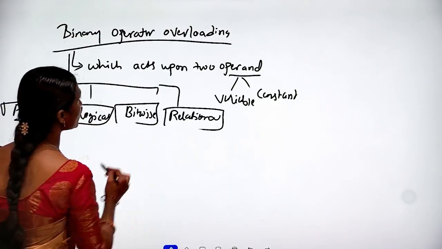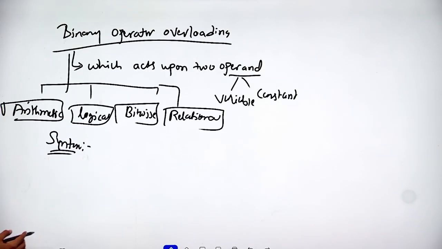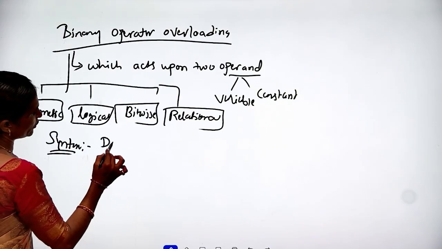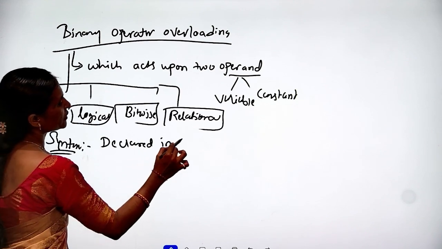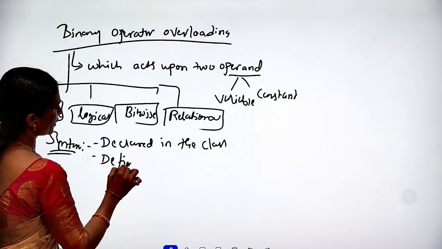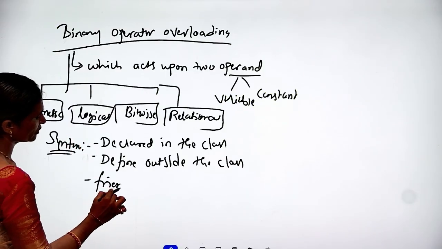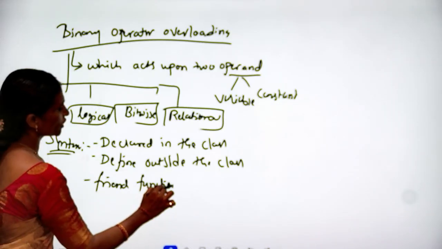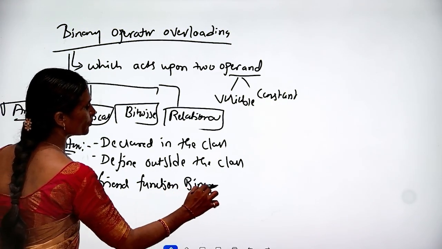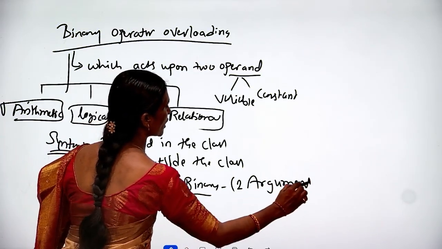As we are working with the friend function, let's take the syntax to overload the binary operator using a friend function. It should be declared in the class, and needs to be defined outside the class, as it is a friend function we are using. As it is for binary, how many arguments does it take? Two arguments.